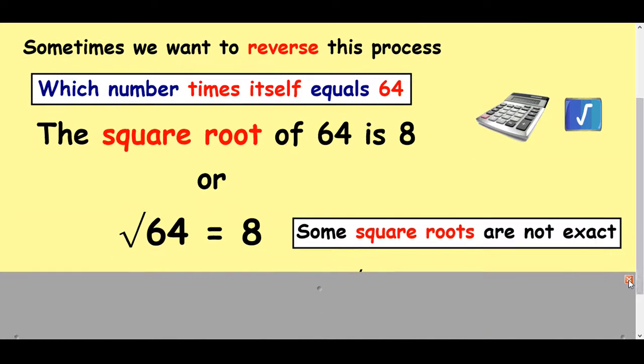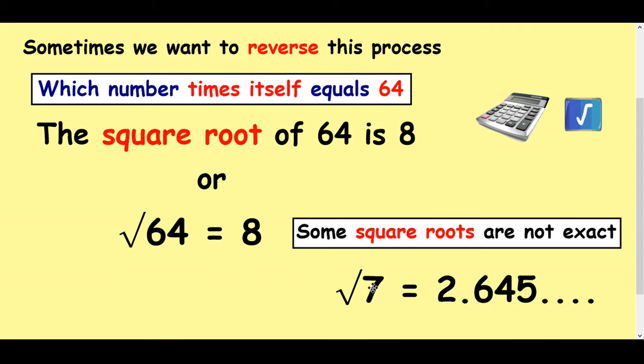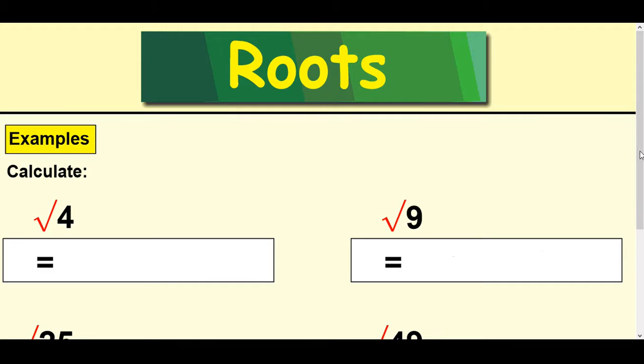For example, if you square root a number that's not a square number, 64 is a square number from the previous lessons, you'll get decimal answers. So again, we'll look at that later on. But firstly, let's look at some things here.